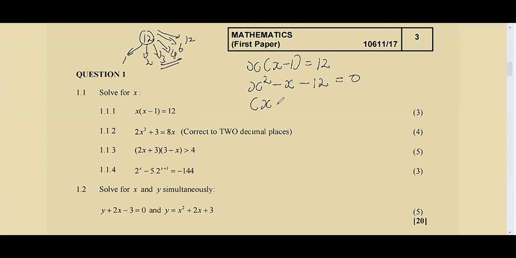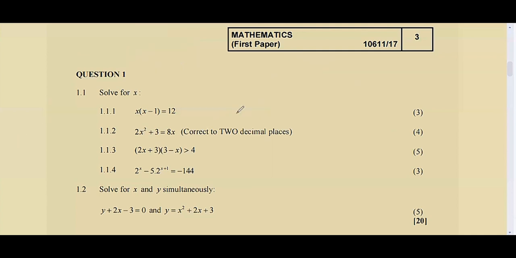So this will go as x minus 4 and then x plus 3. Remember, the bigger number takes the sign of the middle term, then equal to 0. This is x is equals to 4 or x is equals to negative 3. Then voila, just like that, you have solved your 1.1.1.